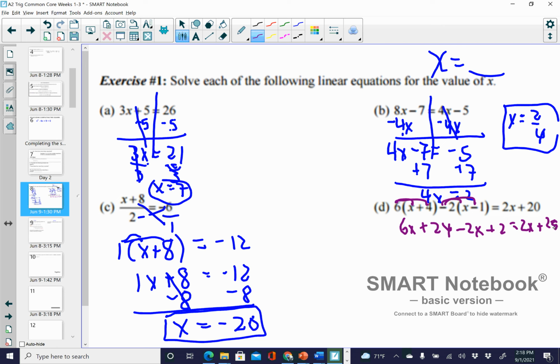There we go. That's a 20. Okay. I'm going to combine all like terms on the left-hand side of my equal sign. So 6x minus 2x is 4x. Positive 24, positive 2 is positive 26, is equal to 2x plus 20.